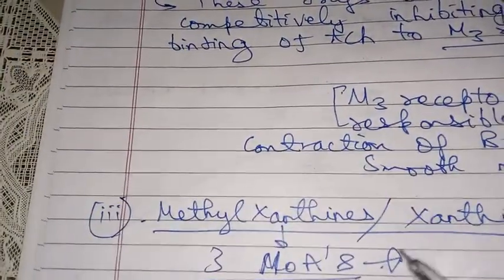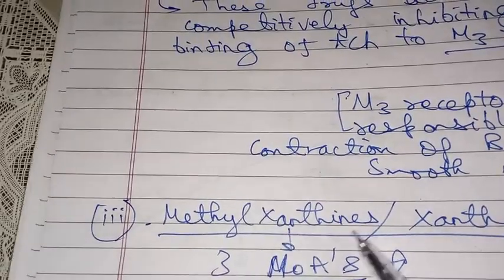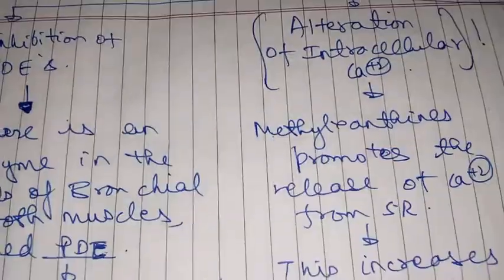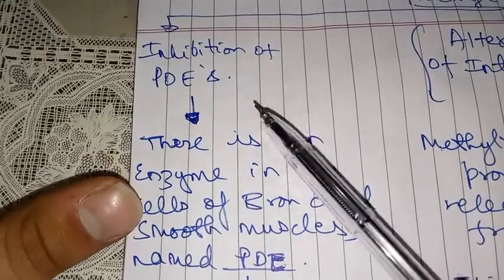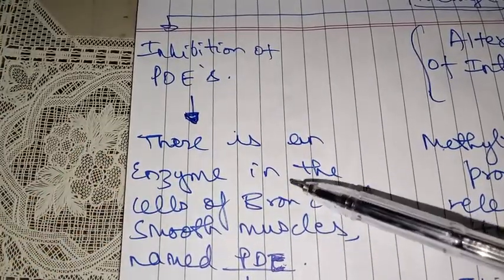Next we have the mechanism of action of methylxanthines, also called xanthines. There are three mechanisms of action, out of which two are very important. We need to know all three, but two are very important. This is the first one, inhibition of PDE. PDE is the phosphodiesterase enzyme.